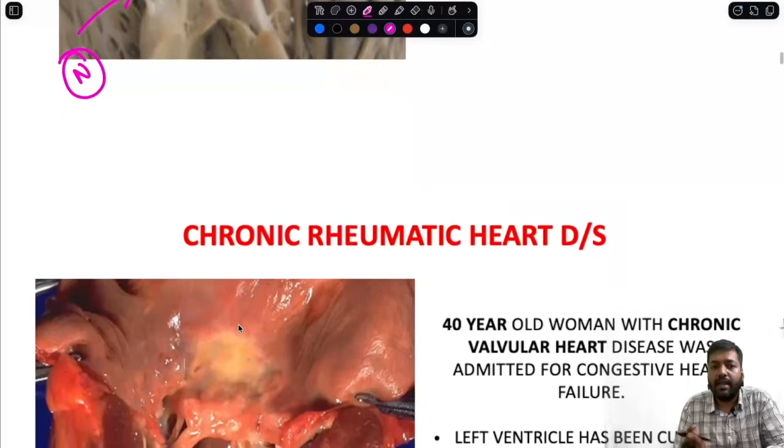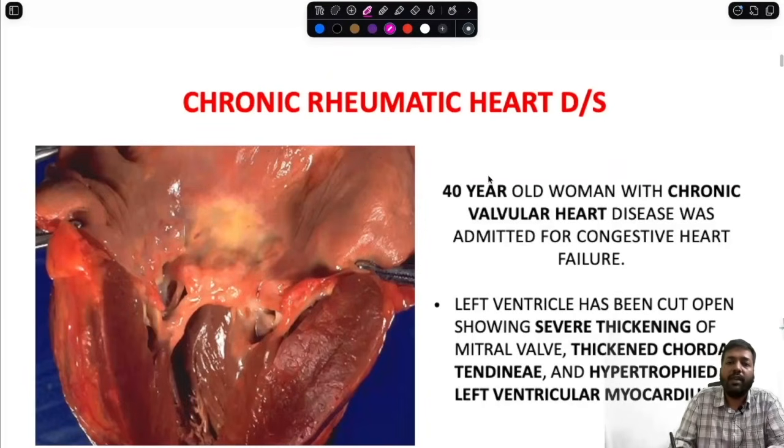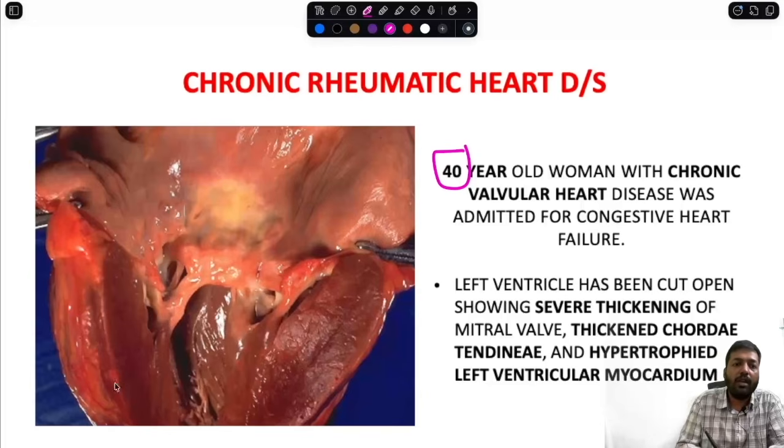Second, over here I have given a clinical case scenario also: a 40-year-old woman with a chronic valvular heart disease was admitted for congestive heart failure. Herein you can see that this is the cut open section of the left ventricle. So what are the findings that you will see? Very importantly, if you see the mitral valve, there is a thickening of the mitral valve. The mitral valve is severely thickened.